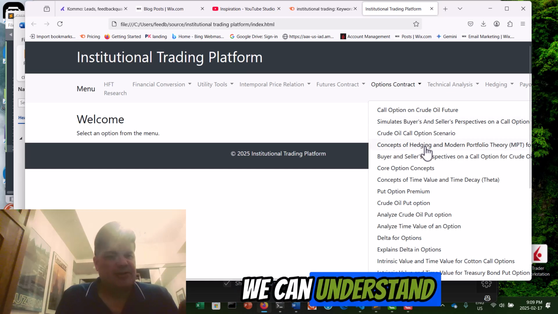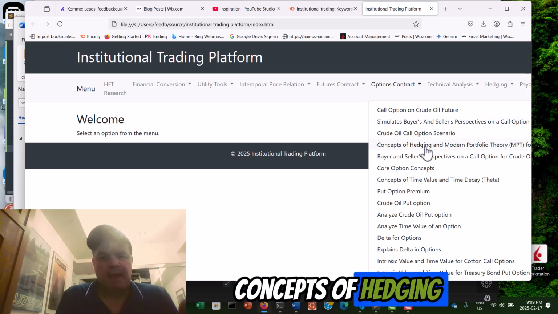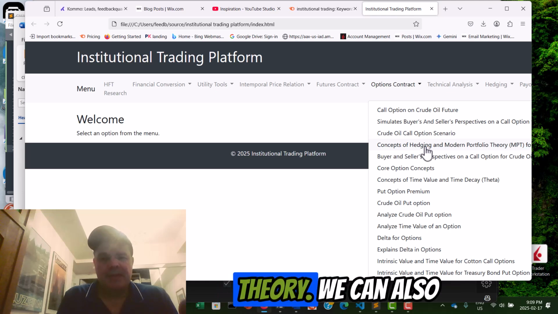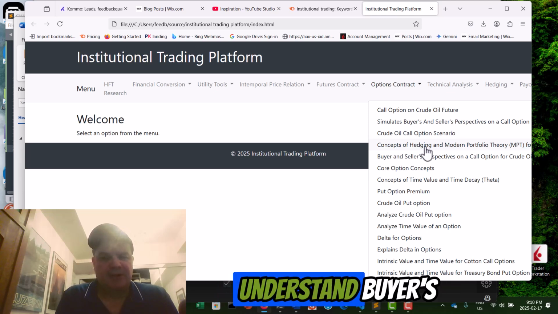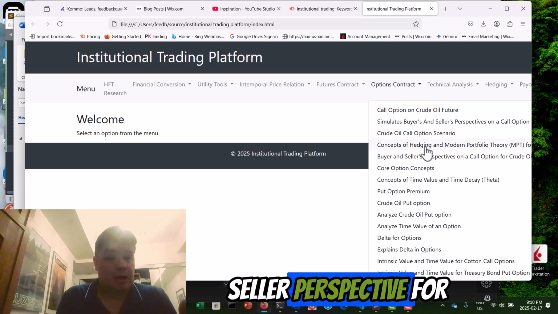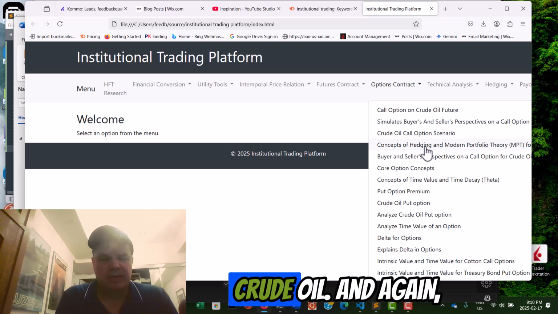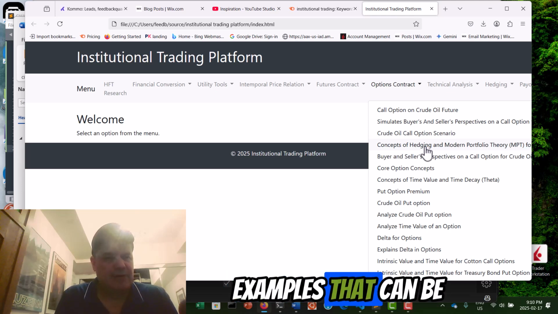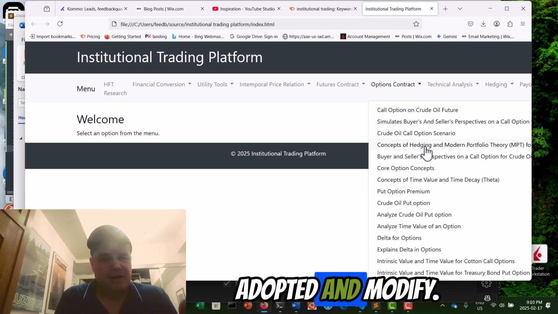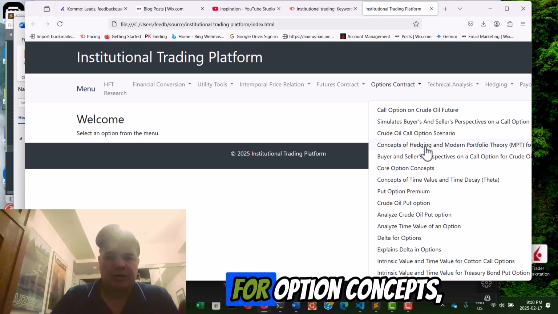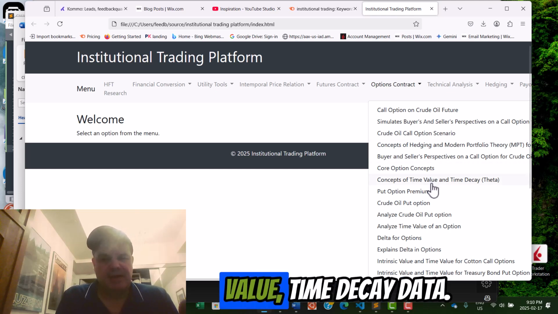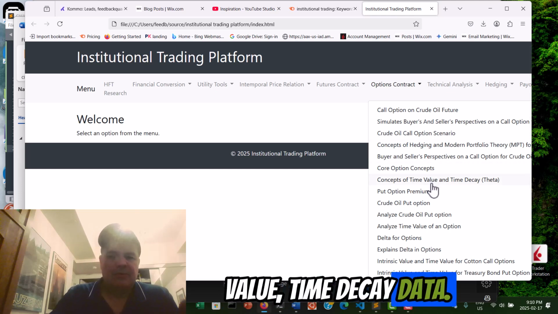We can understand and look at the concepts of hedging and modern portfolio theory. We can also understand buyer and seller perspectives for a call option on, again, crude oil. And again, these are all static examples that can be adapted and modified. Core option concepts, we could look at concepts of time value, time decay, theta.